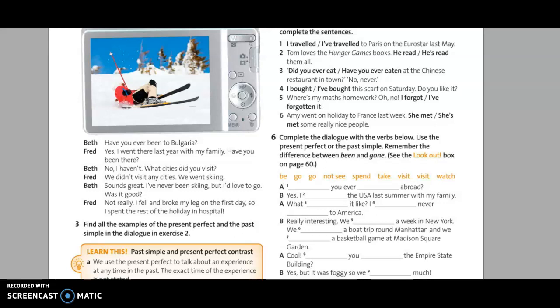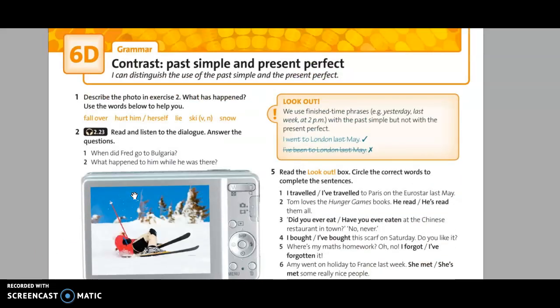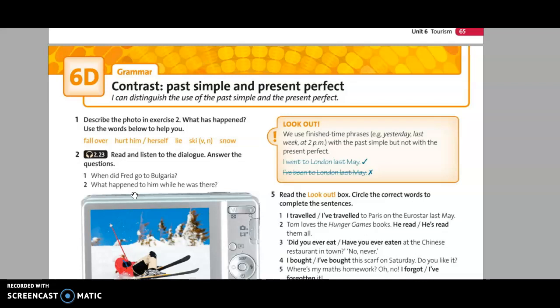Well, good morning, everyone. Today we're going to start working on Unit 6D, which is the contrast between the past simple and the present perfect. So I thought it would be very useful for you to make a video, right?